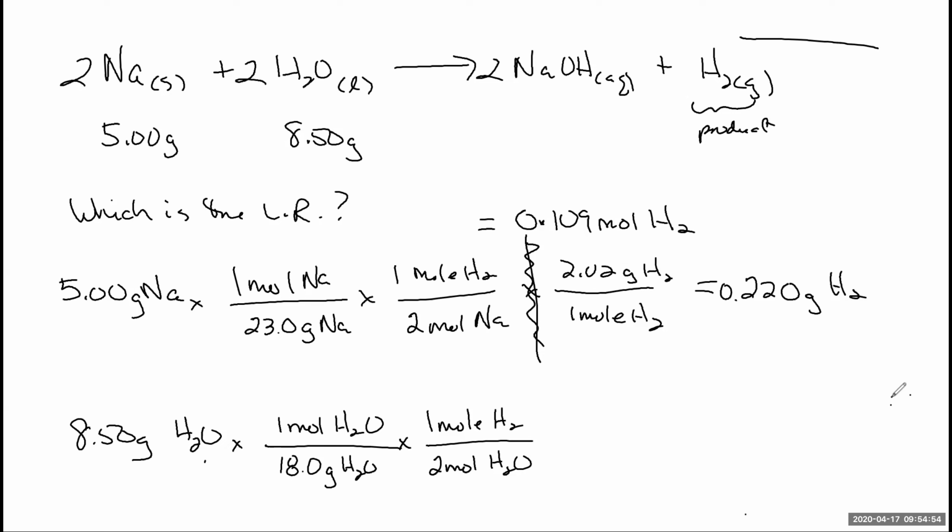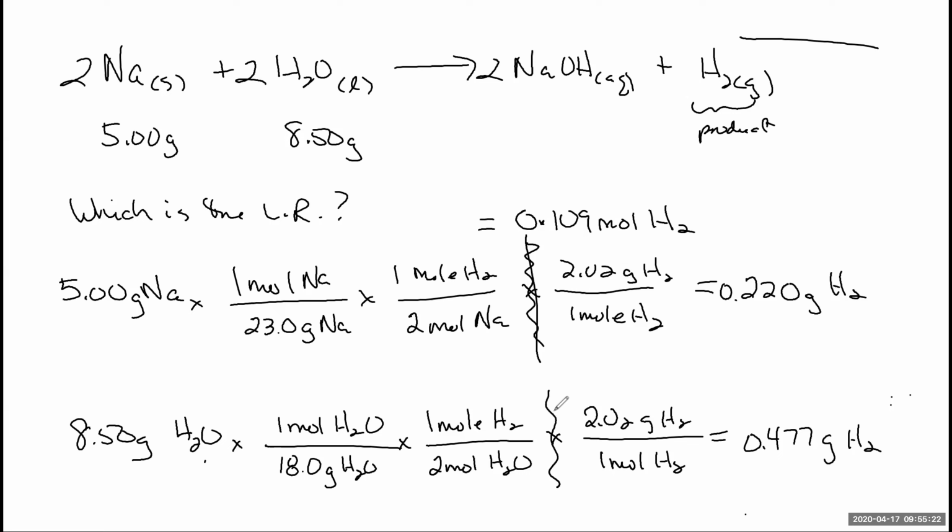All right, so going back, 8.5 grams of water, using the molar mass of water to go grams to moles. Using the coefficients from the balanced equation, 1 mole of hydrogen is 2 moles of water. And then the last step would be that 2.02 grams of hydrogen is 1 mole of hydrogen. And if I calculate that all the way out, I would get 0.477 grams of hydrogen.